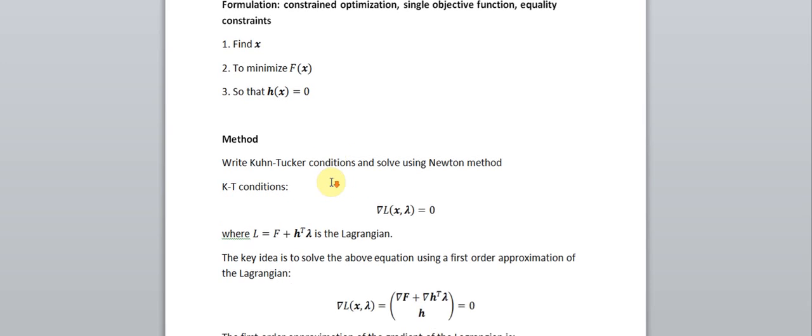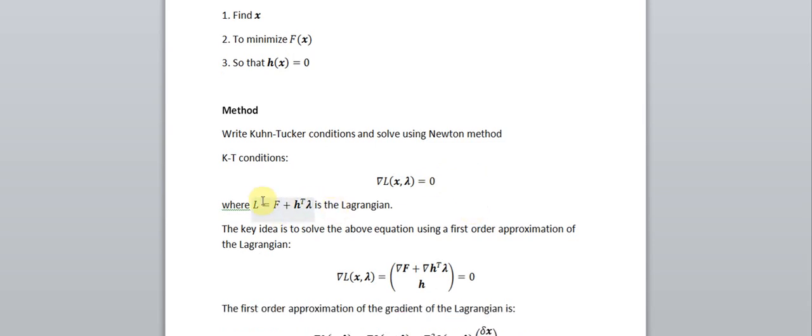So the method of approach is to write the Kuhn-Tucker equations and the Kuhn-Tucker conditions, and solve them using Newton's method. So the Kuhn-Tucker conditions dictate that the gradient of the Lagrangian should be equal to 0 at the optimum values of the design variables and the Lagrange multipliers. So this is the Lagrangian, the function that we want to optimize.